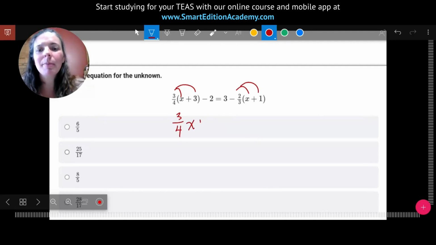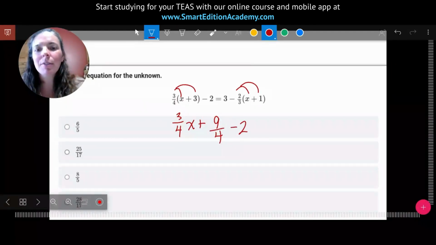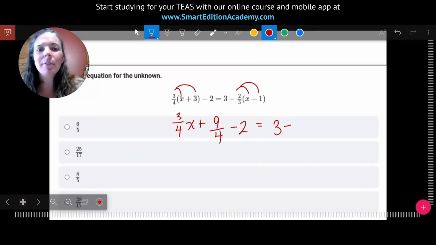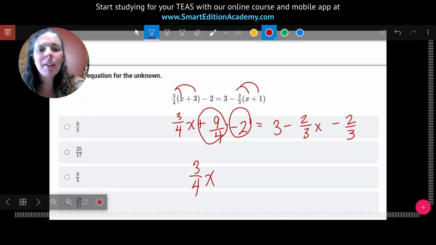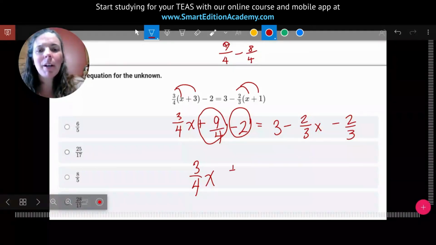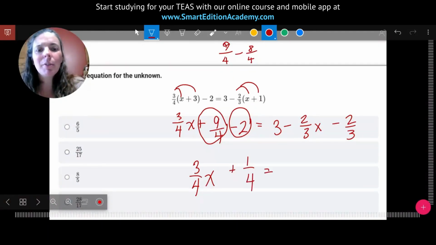3/4 x plus 3/4 times 3 would just be 9/4, minus 2, equals 3 minus, so negative 2/3 times x would just be minus 2/3 x. Negative 2/3 times 1 would just be minus 2/3. From here, the next thing I want to do is just combine like terms. So I can combine plus 9/4 minus 2. If I just think about this a little bit, 9/4 minus 2, 2 is the same thing as 8/4. So 9/4 minus 8/4 would leave me a positive 1/4.